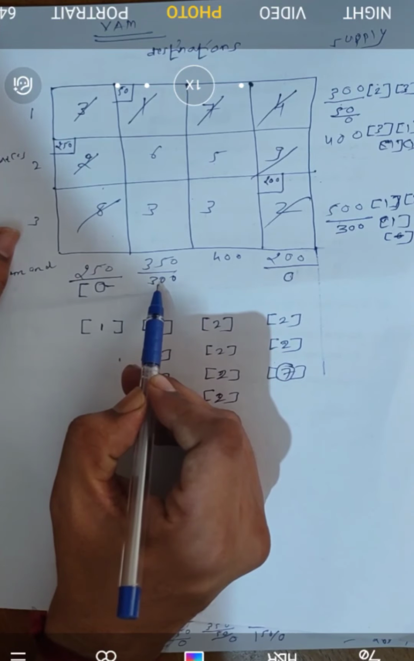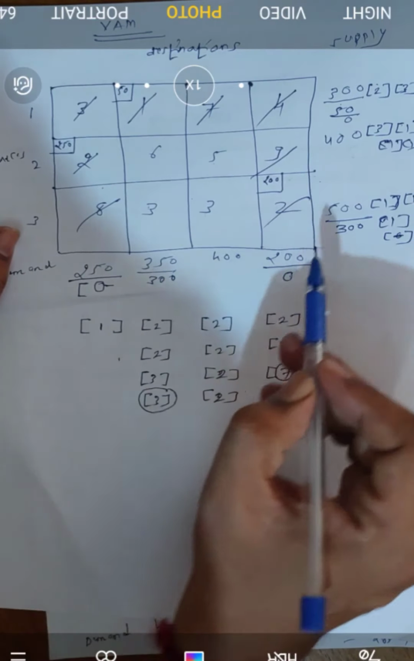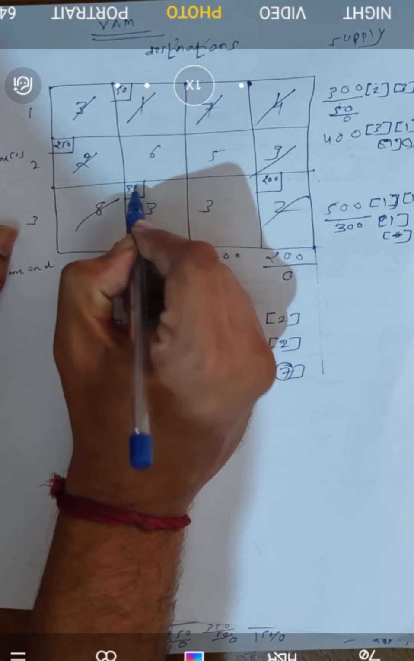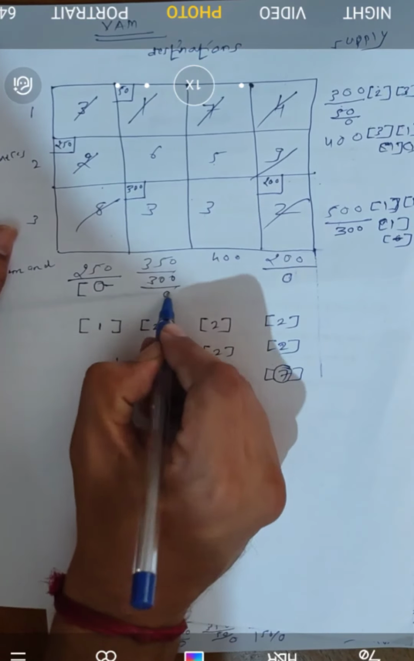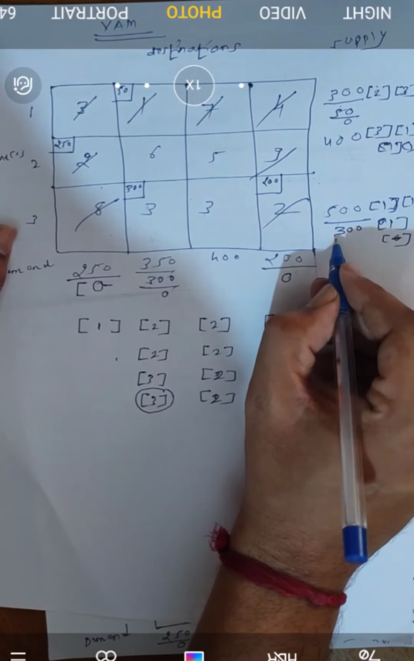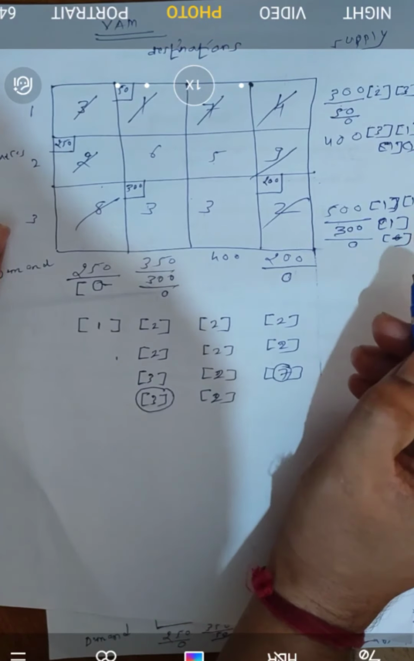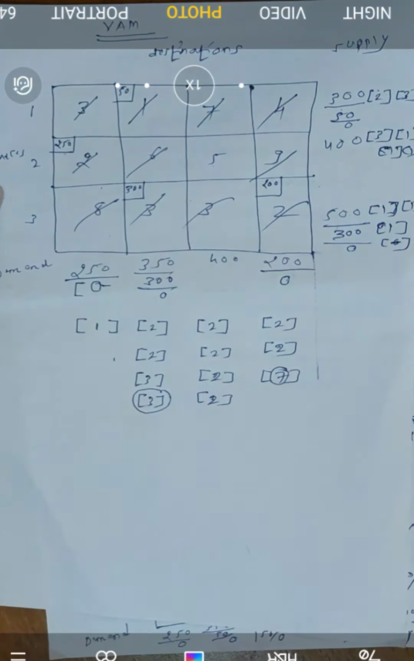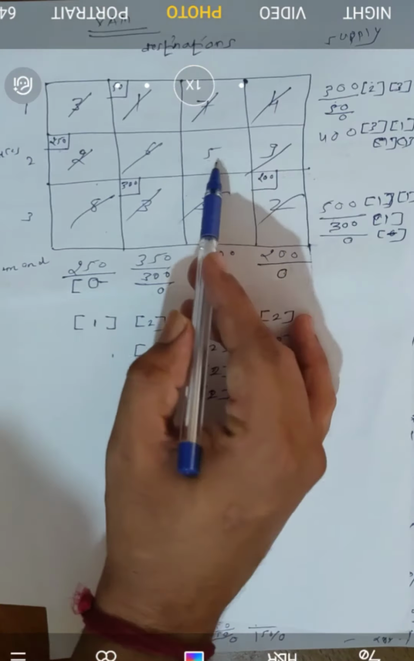300. Demand is 300 and supply is also 300. So both are equal. So give allocation of 300 here. Here also the remaining is 0. Remaining demand is 0. Remaining supply is also 0. So that's why I am going to delete this column as well as this row. Now only one element is remaining.